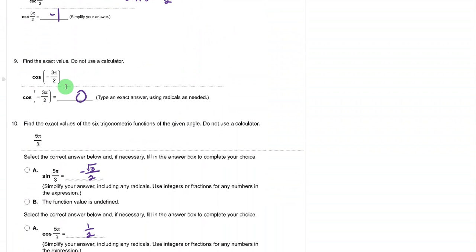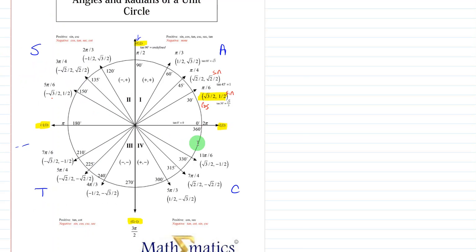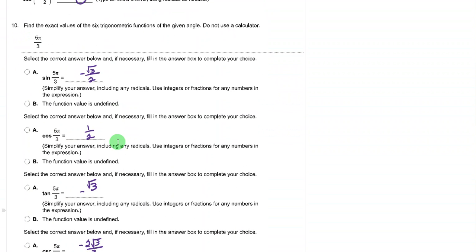The cosine of negative 3 pi over 2. So let's go back. We start here, we go all the way here. That's negative 3 pi over 2. And the cosine of that would be the first number. That would be 0.